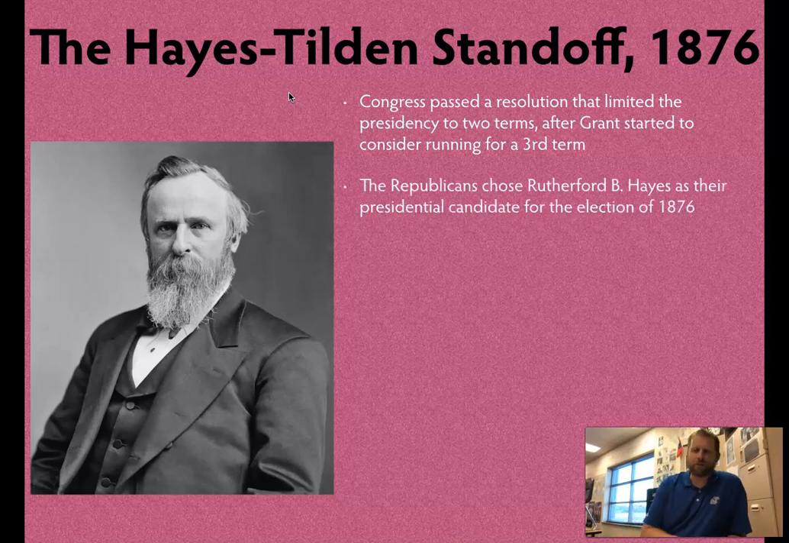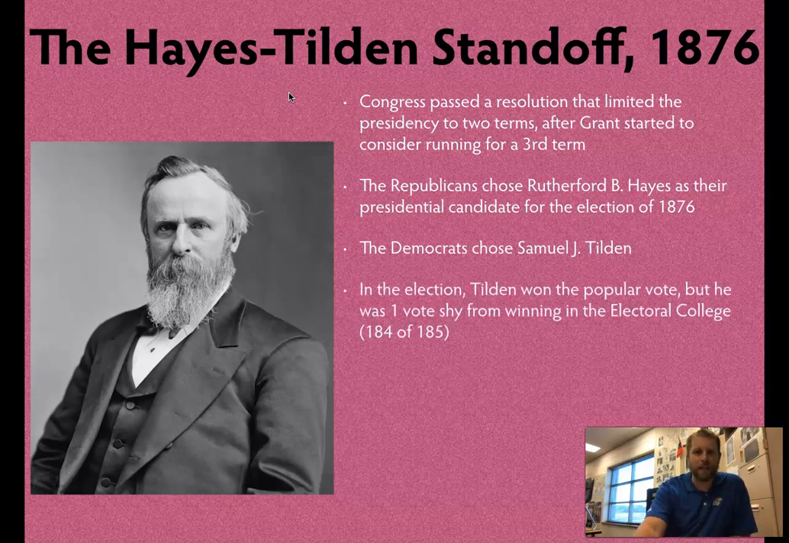The Republicans choose Rutherford B. Hayes, which is probably one of the stranger first names in American history. Rutherford, I'm not sure if you shorten that to Ruth or Ruther or Ford or what, but he's the candidate in 1876. The Democrats chose Samuel J. Tilden. Very, very close election.